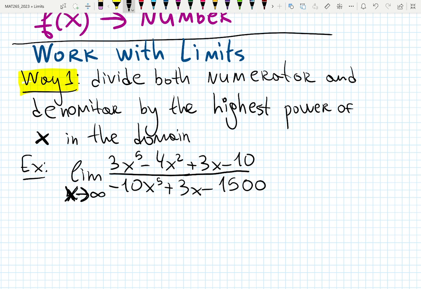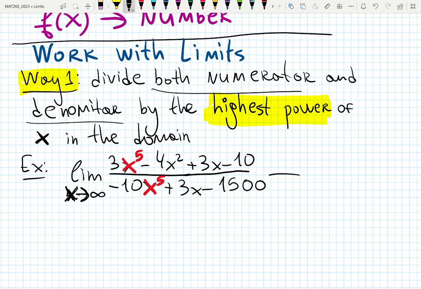The book says if you plug in infinity, you don't know what's happening. In this case, it's an infinity over infinity case. So the book says let's divide both numerator and denominator by the highest power of x. That means let's find the highest power of x from both sides. Which one is the highest? 5. x to the 5, exactly. They're the same, so it doesn't matter. Just one highest is good enough, and divide everything by that power.